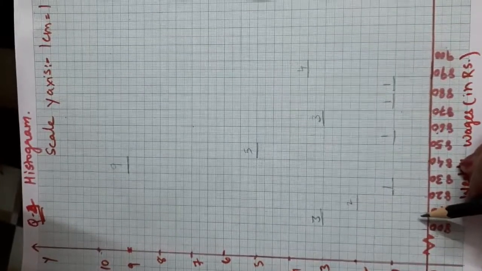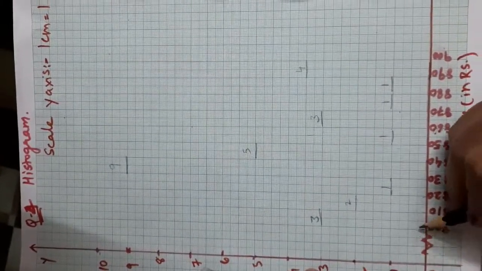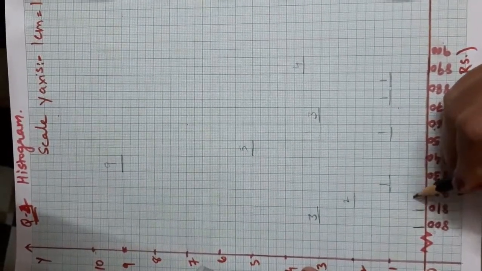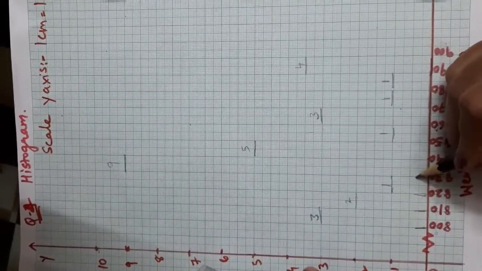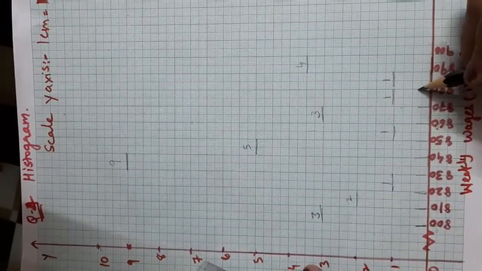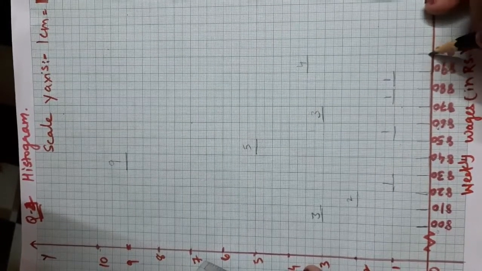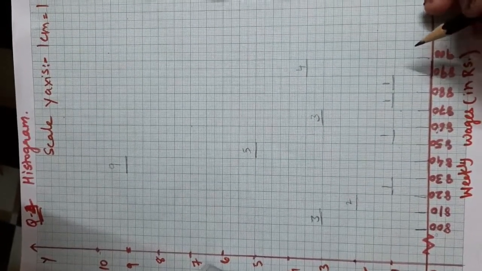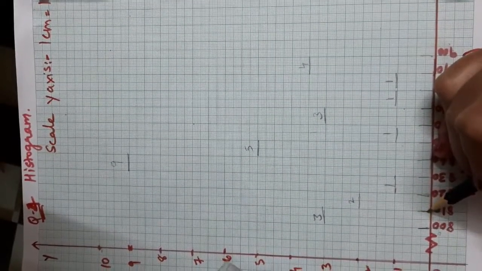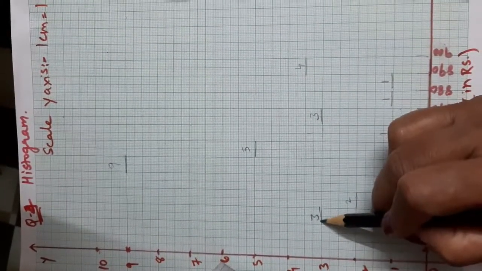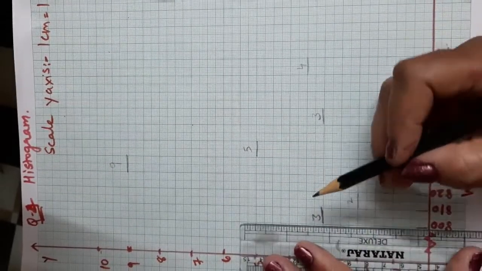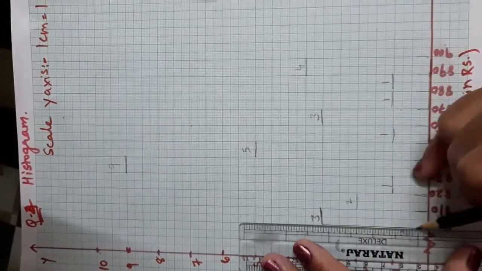Here we are drawing the histogram, so first comes the class interval 800 to 810. So just put the markings here, so it will be easy to draw. Then we will take each frequency, the number of workers. For 800 to 810 it is 3. So we will take in front of 3. So let us draw the first bar of the histogram.